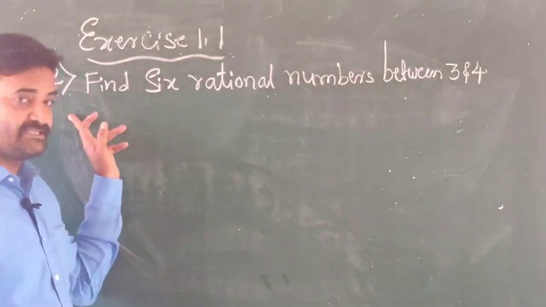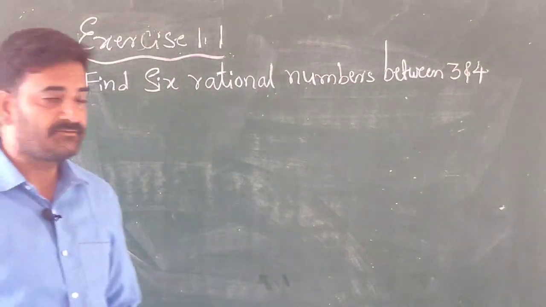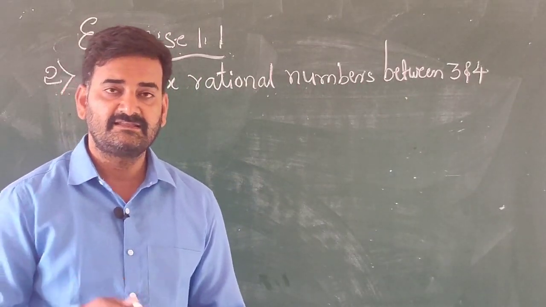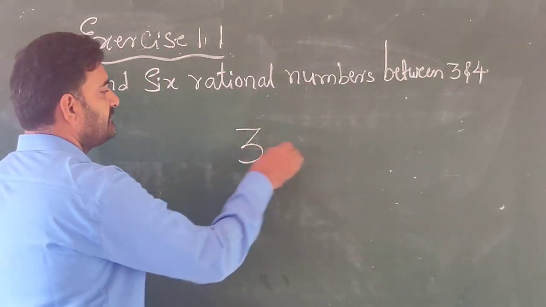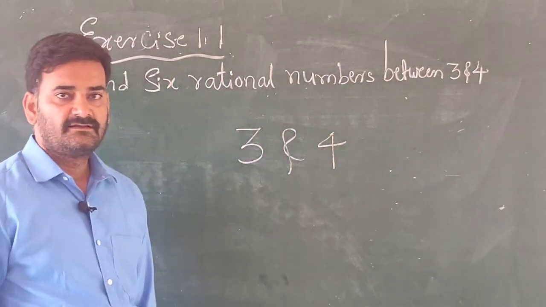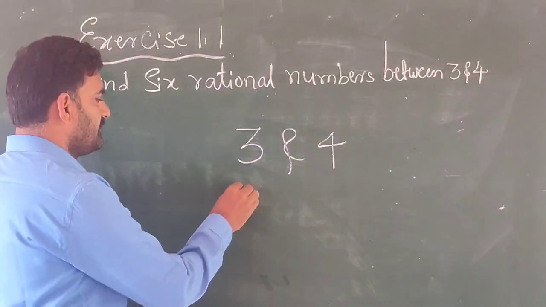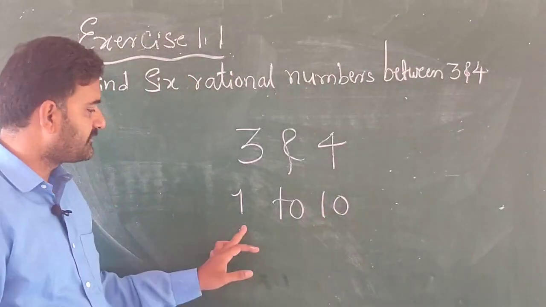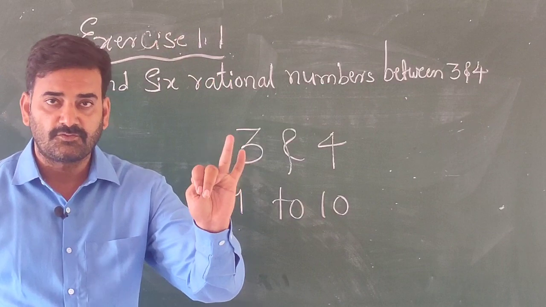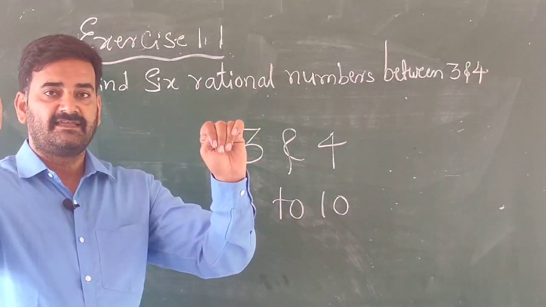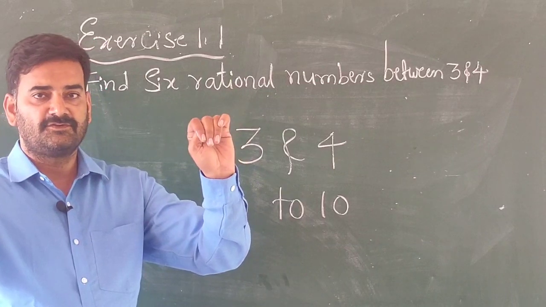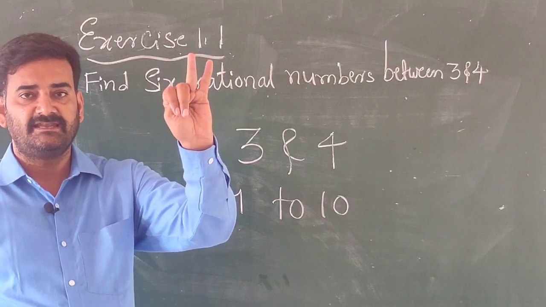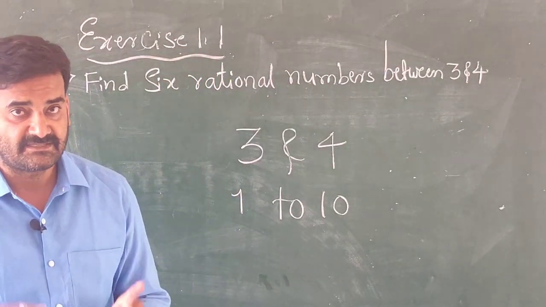Now the second question: find 6 rational numbers between 3 and 4. Between 3 and 4, how many numbers are there? You are thinking that there are no numbers, sir, between 3 and 4. Now we will try to understand in a better way. Let us say numbers 1 to 10. In between, how many numbers are there? After 1, we have 2, 3, 4, 5, 6, 7, 8, 9, then 10, we are not going to count. 8 numbers are there.